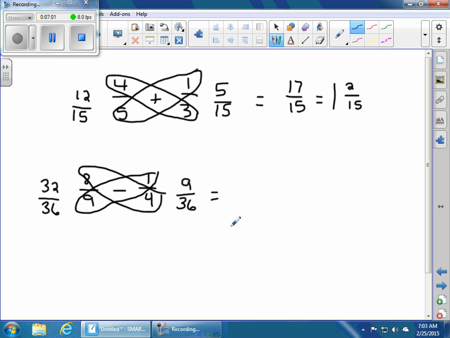So now I can subtract straight across. So my denominator is going to stay the same. And then 32 minus 9 is going to give me 23. The same strategy will also work with mixed numbers.